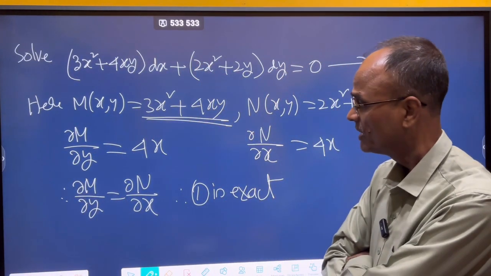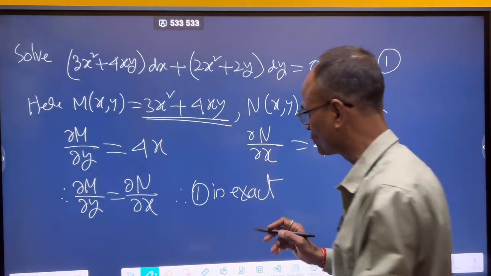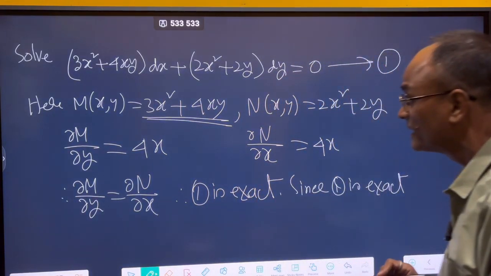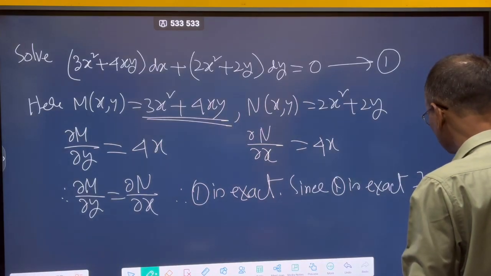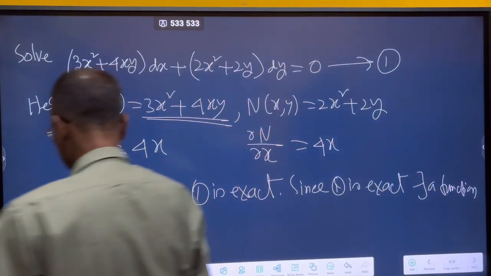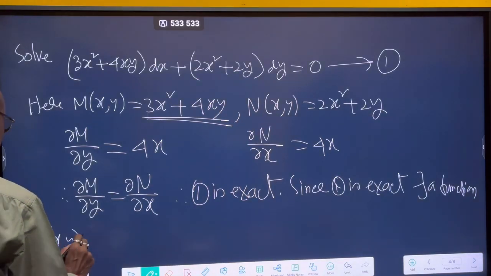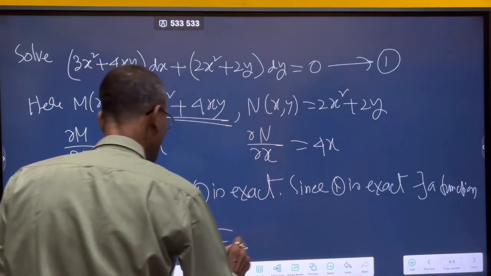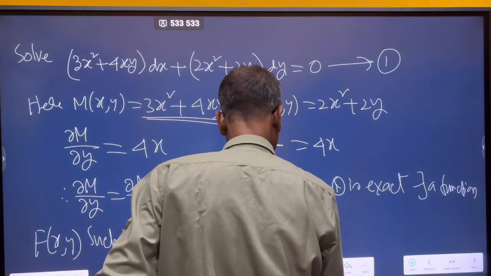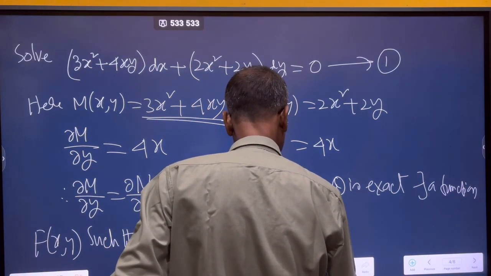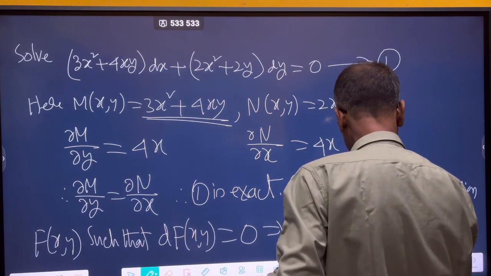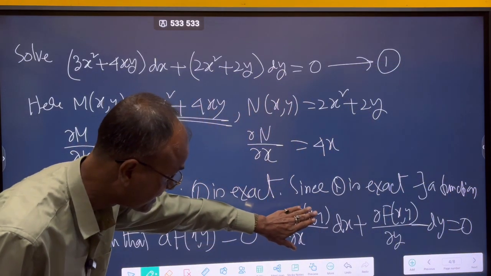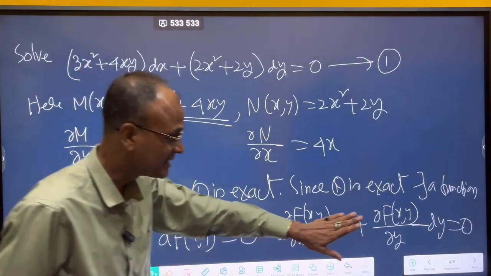Now, since 1 is exact, there exists a function, suppose this is f of xy, such that df of xy should be equal to 0. This means del f by del x dx plus del f by del y dy equal to 0. This means that del f by del x should be equal to M, del f by del y equal to N.